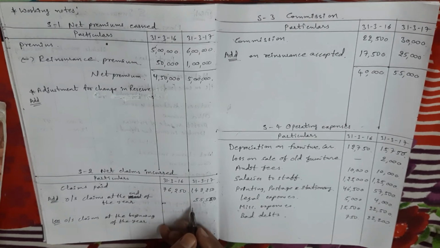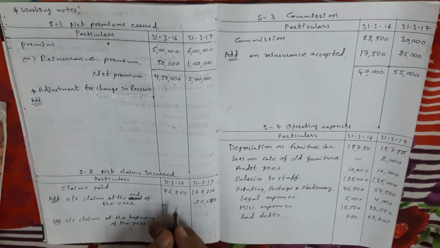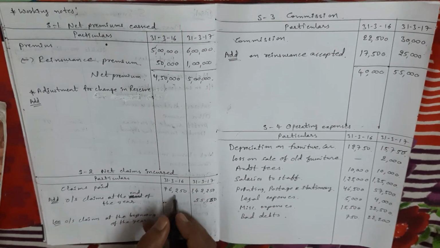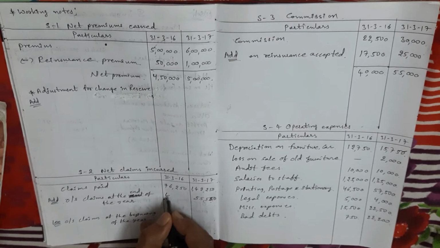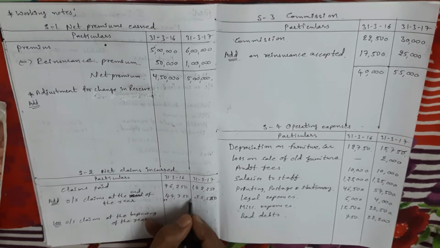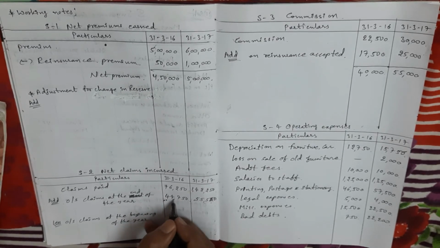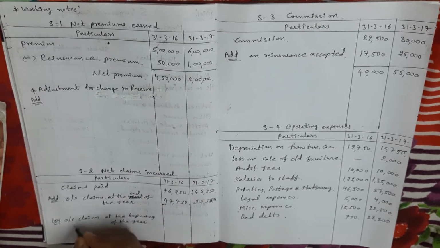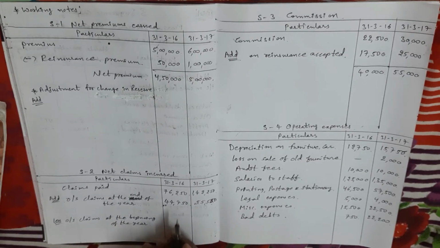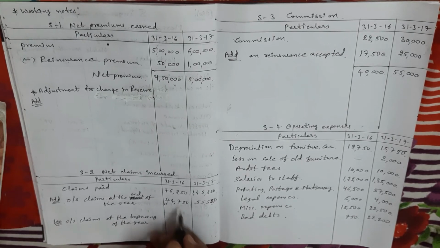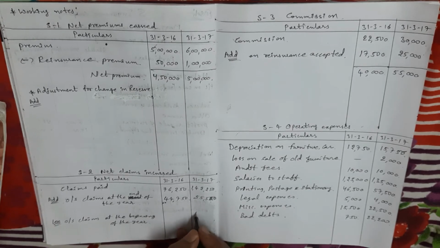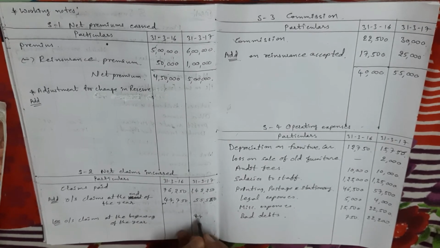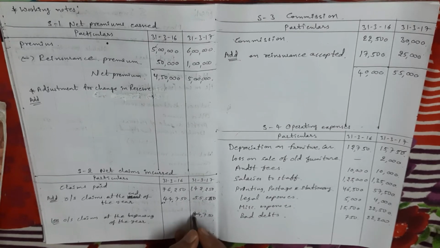Next, last year closing balance. The last year closing balance is given as 44,750 rupees. So last year closing balance we adjust to last year claims amount. So we have to add 44,750 rupees. Last year closing balance means that is present year opening balance only, so again we subtract from present year amount. Less outstanding claims at the beginning of the year, last year closing balance, means present year opening balance only. So subtract 44,750 rupees.